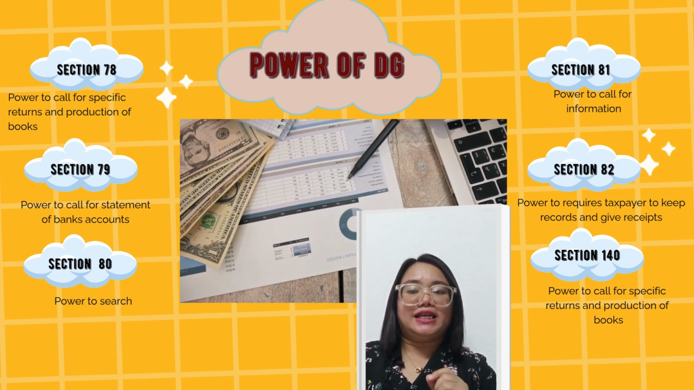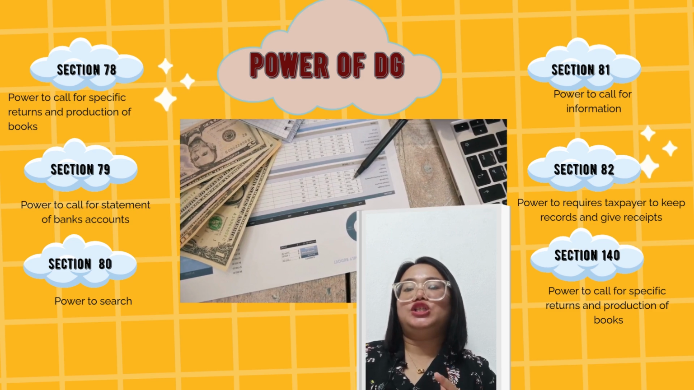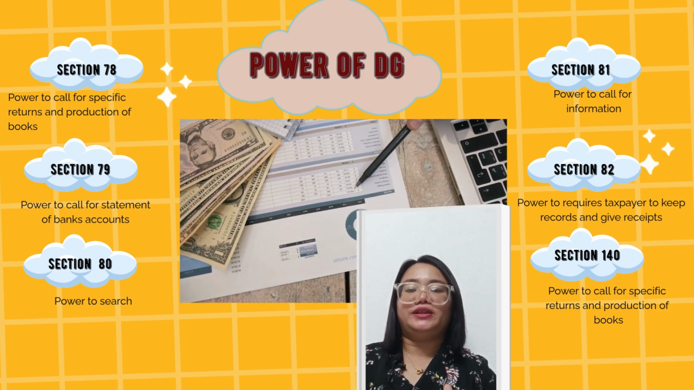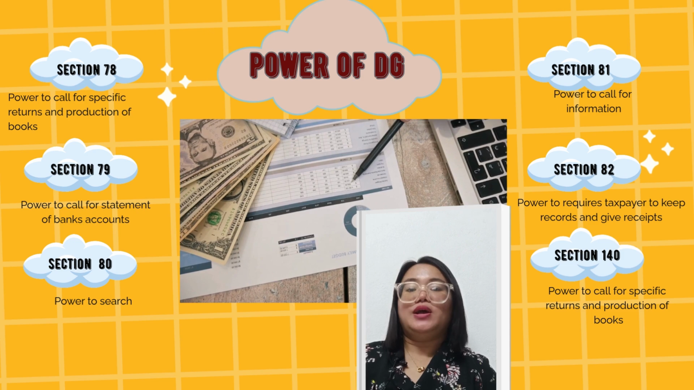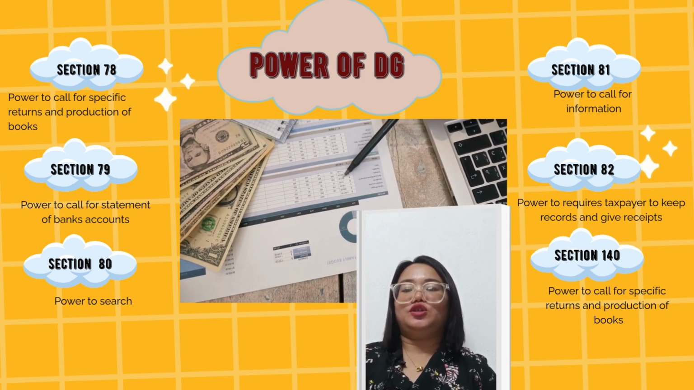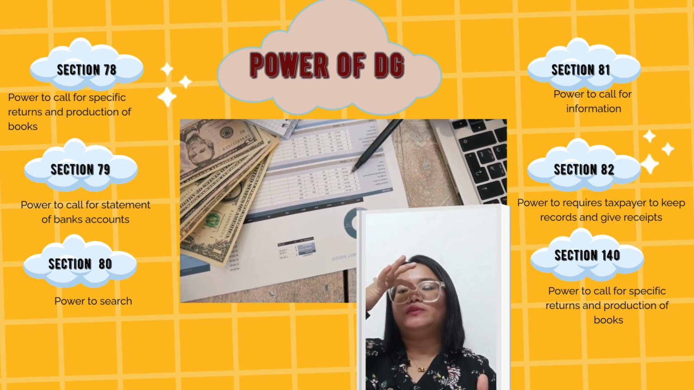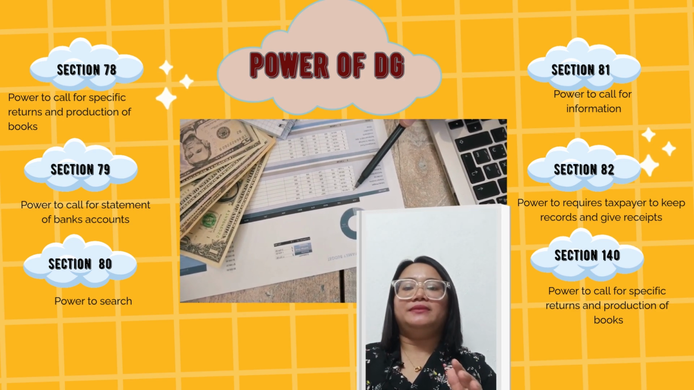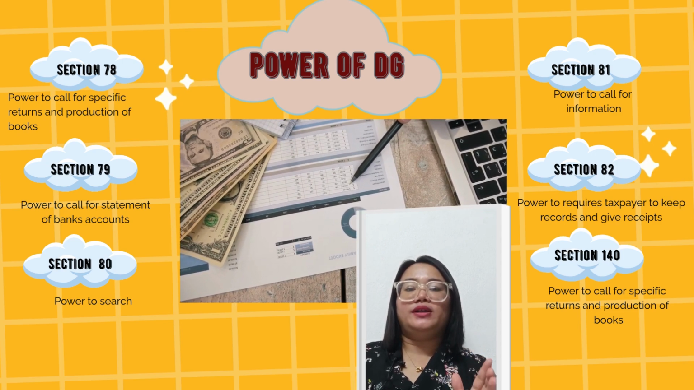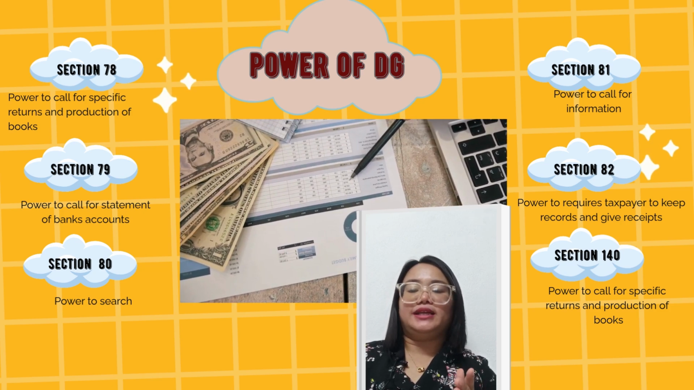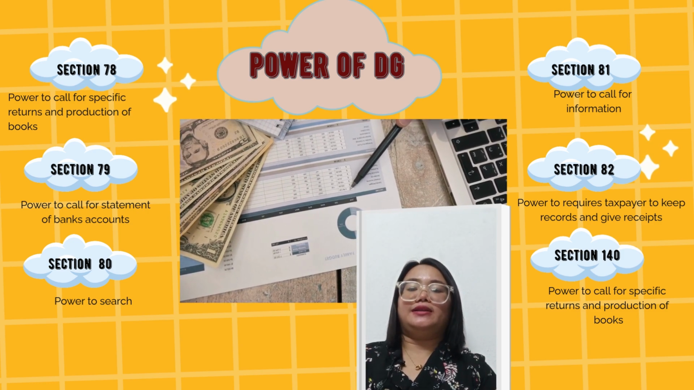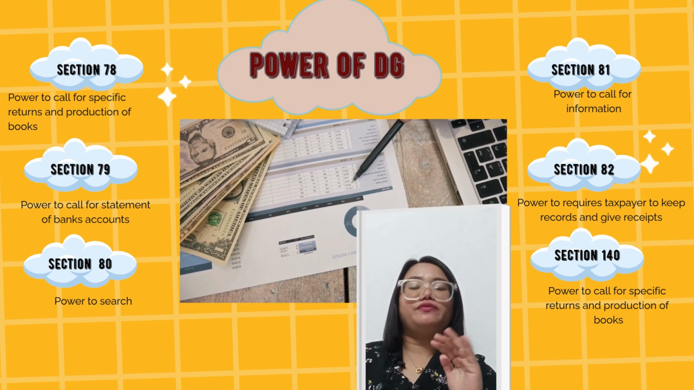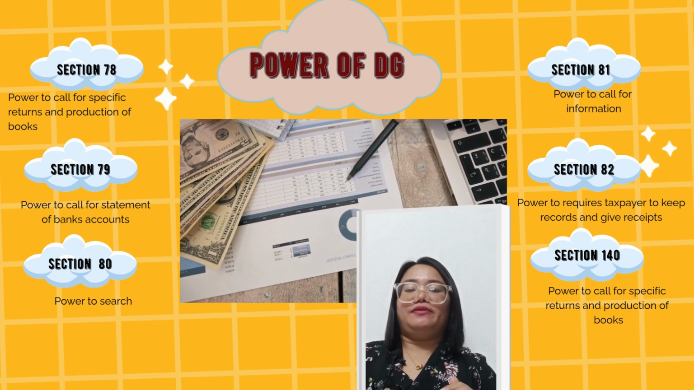In addition, Section 81 empowers the DG to call for any information from the taxpayers or even third parties. According to Section 82, the DG can require taxpayers to keep proper records and issue receipts for transactions. Finally, under Section 140, the DG is granted the power to counteract any form of legal tax avoidance that appears suspicious. These powers help ensure that the audit process is not only true and fair, but also aligned with national tax law.